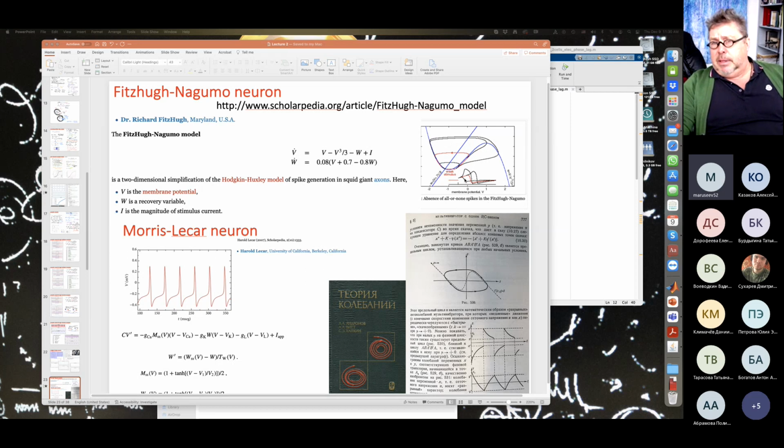But again, this model is meant to produce action potentials like this in the Morris-Lecar model or Hodgkin-Huxley type of model, something like that.